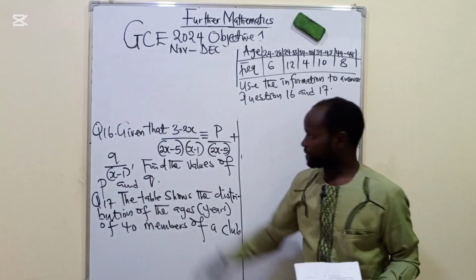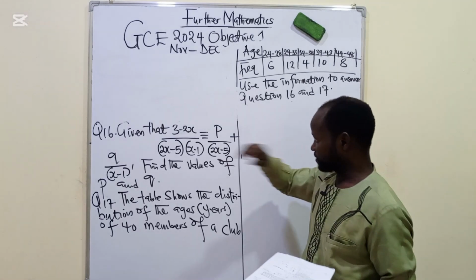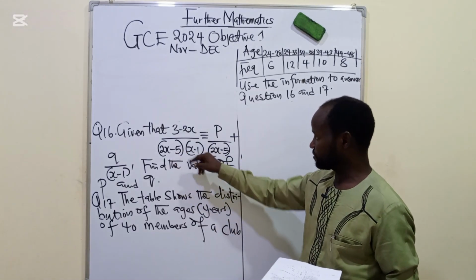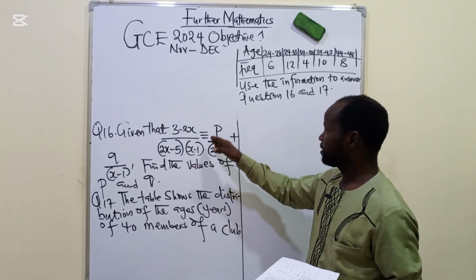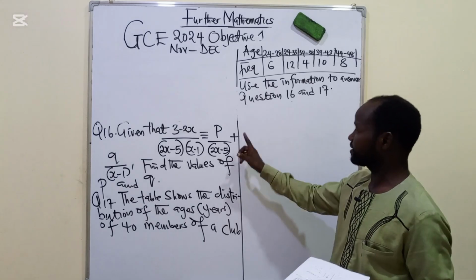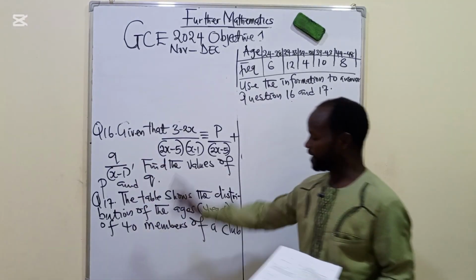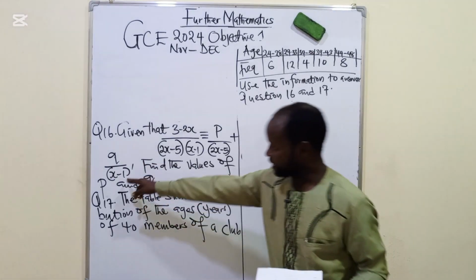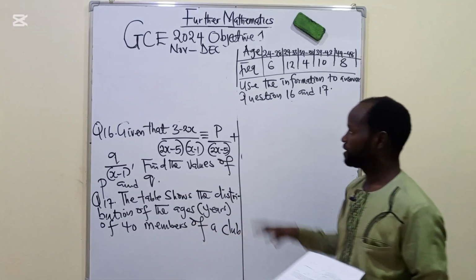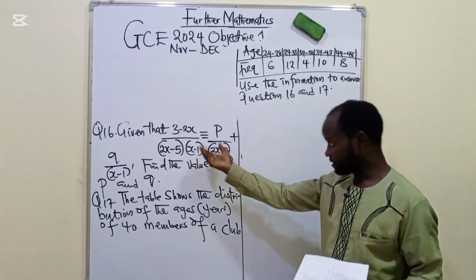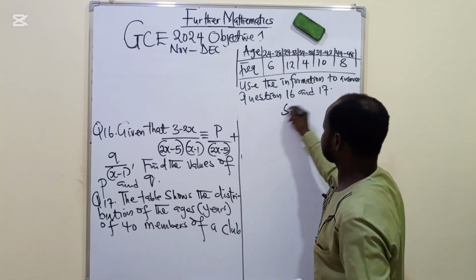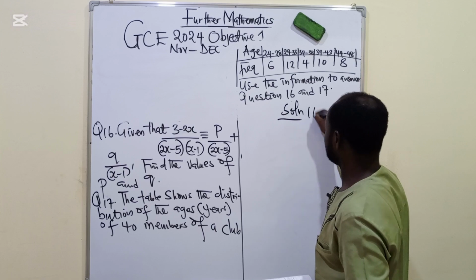Question 16 reads, given that (3 minus 2x) divided by (2x minus 5)(x minus 1) is equivalent to p divided by (2x minus 5) plus q divided by (x minus 1). We are asked to find the values of p and q. This is coming from partial fraction. Let's write down the solution to 16 now.